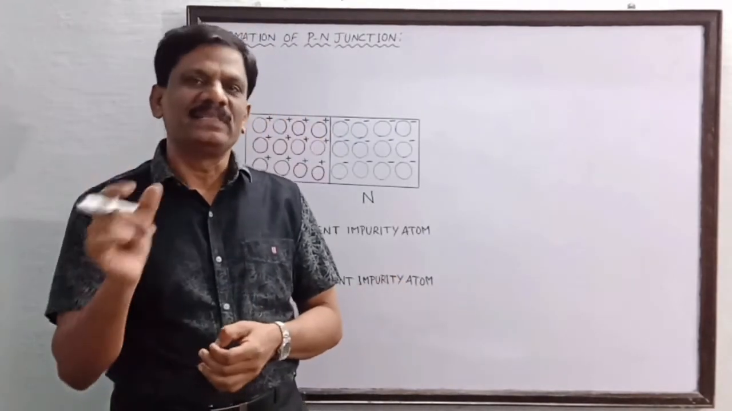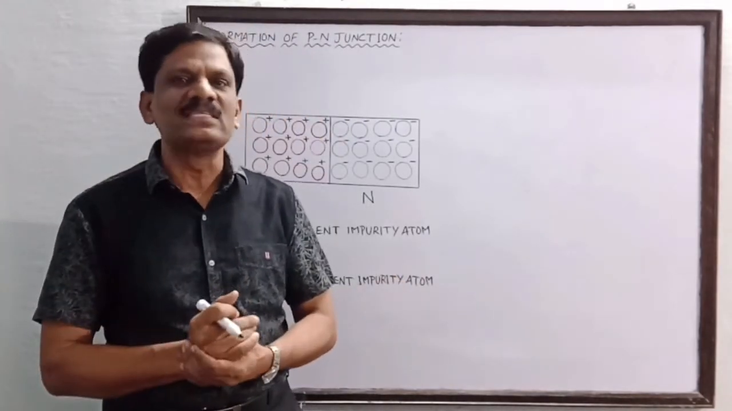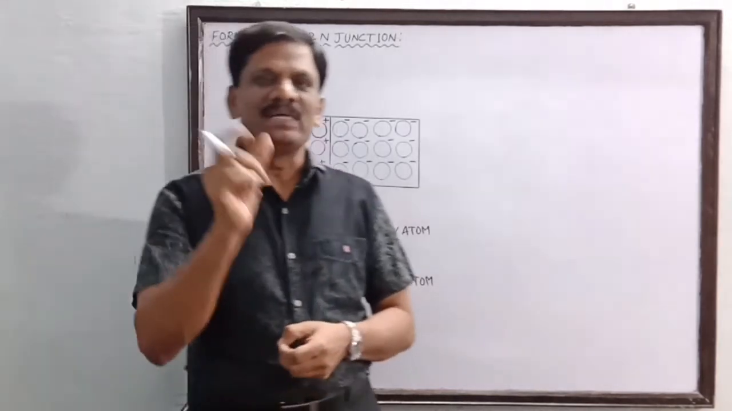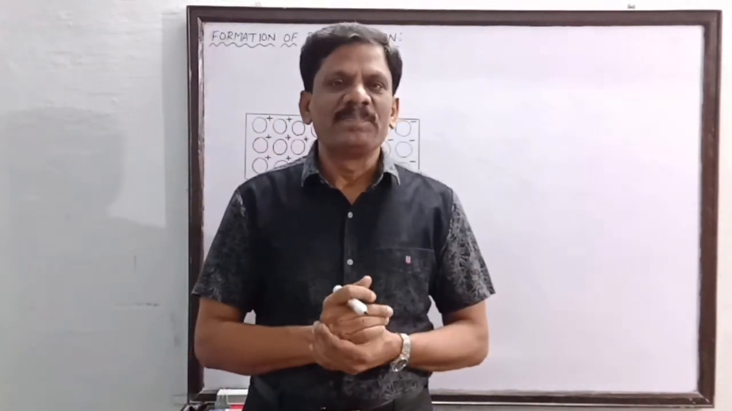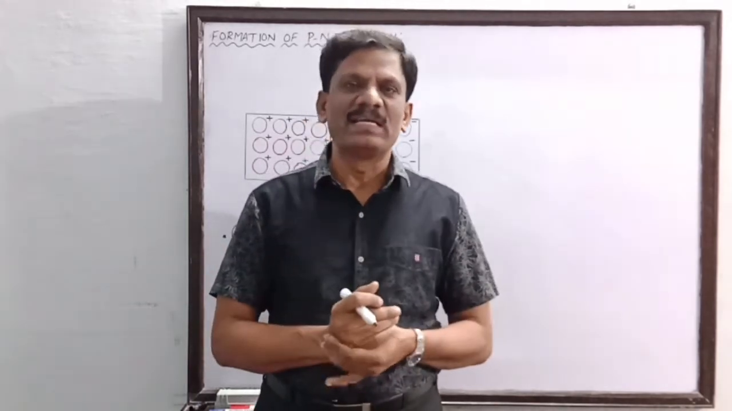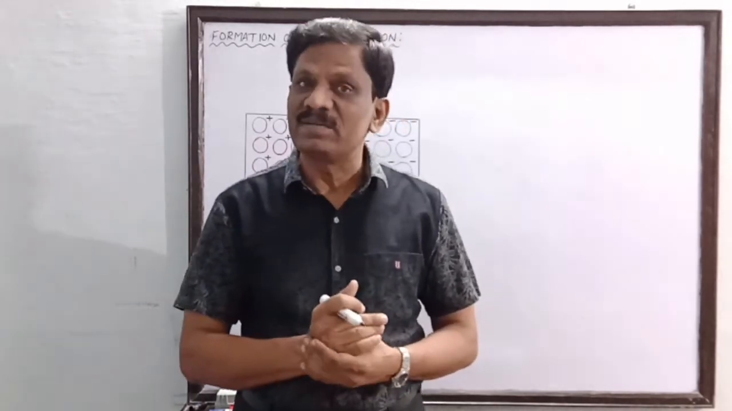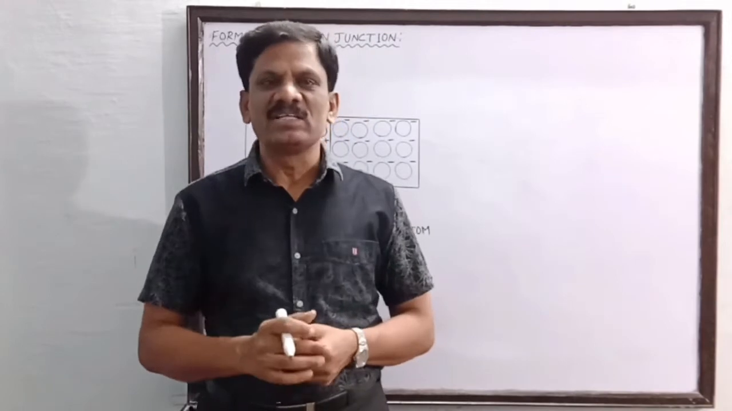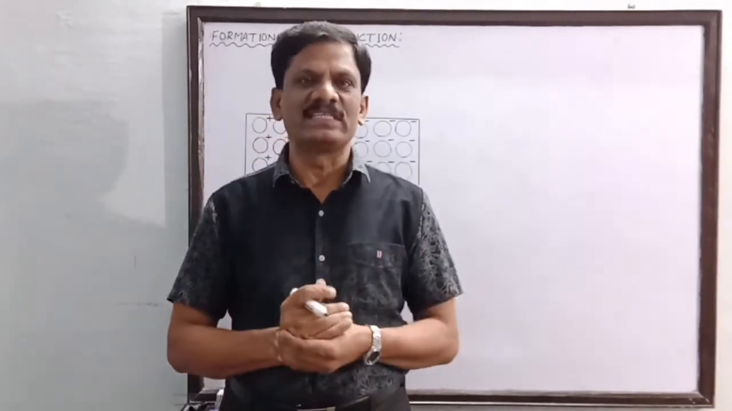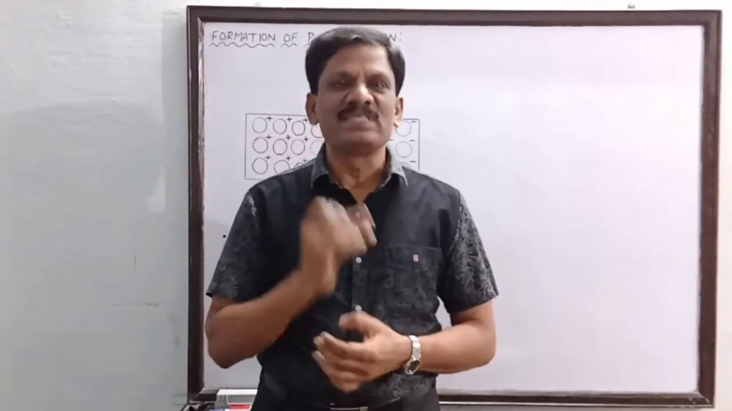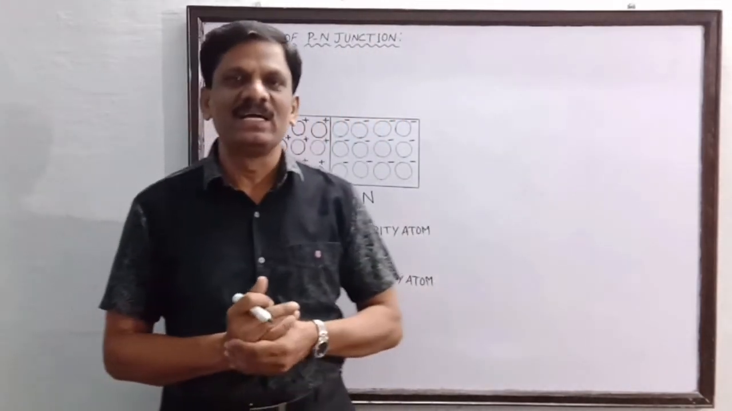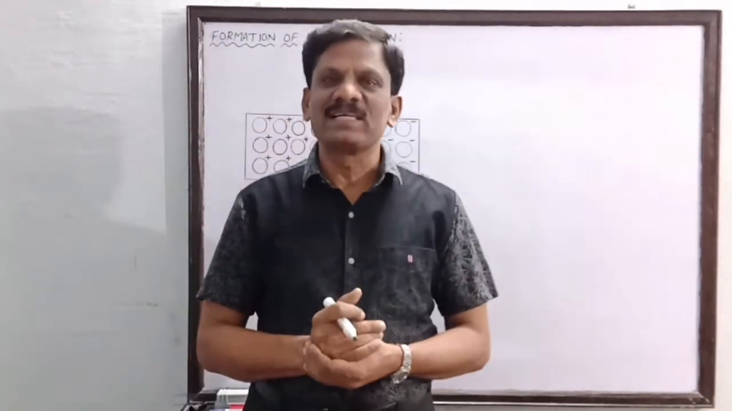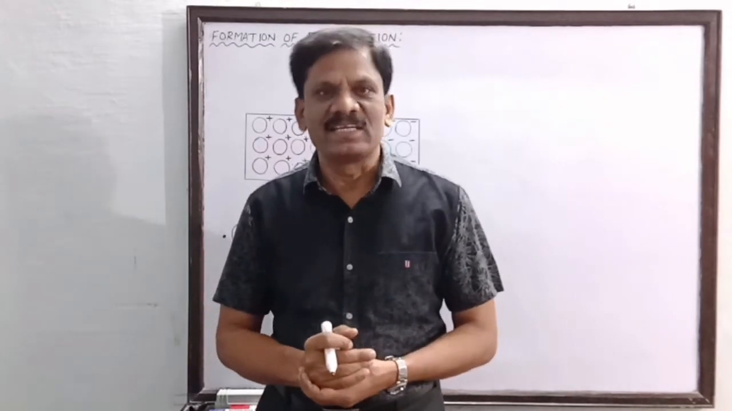In P type, P stands for positive, and in N type, N stands for negative. What is positive there? In the P type extrinsic semiconductors, P stands for positive, that means the positively charged holes are the majority charge carriers. And in N type semiconductors, N stands for what? Negative. It means the negatively charged electrons are the majority charge carriers.